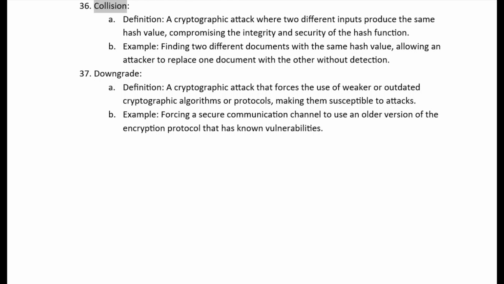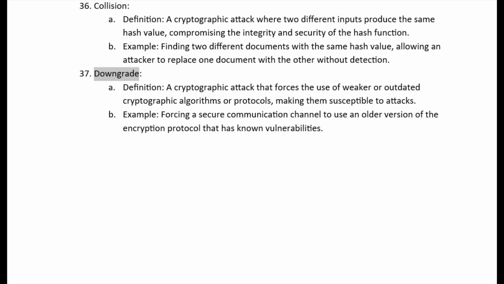Collision. Definition: a cryptographic attack where two different inputs produce the same hash value, compromising the integrity and security of the hash function. Example: finding two different documents with the same hash value, allowing an attacker to replace one document with the other without detection.